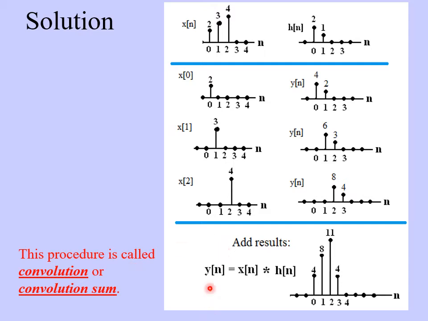So the result here, y of n, is written actually as x of n. This star here doesn't mean multiply. This is the convolution operator. So it's x of n convolution with h of n. So this is the input, x of n, up here, convolved with the impulse response h of n, which was given up here, and that gives us the output. Now, how do you figure out the convolution of 2 sequences like this? Just like we did here.